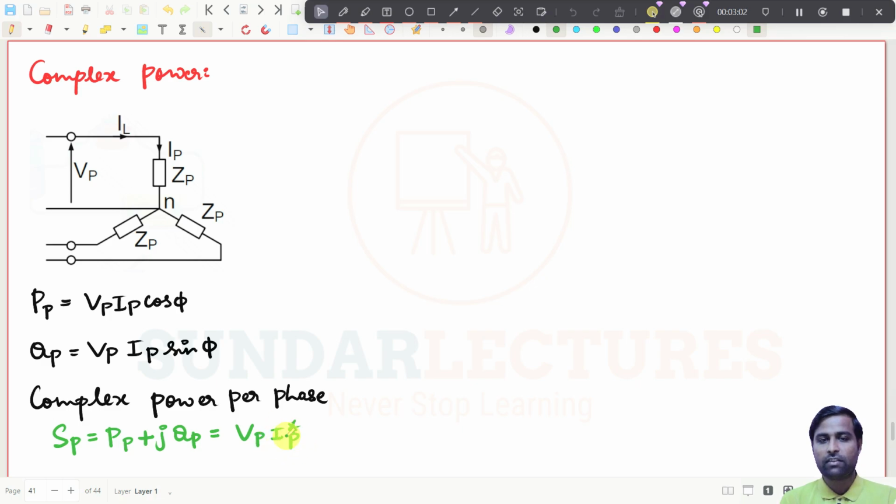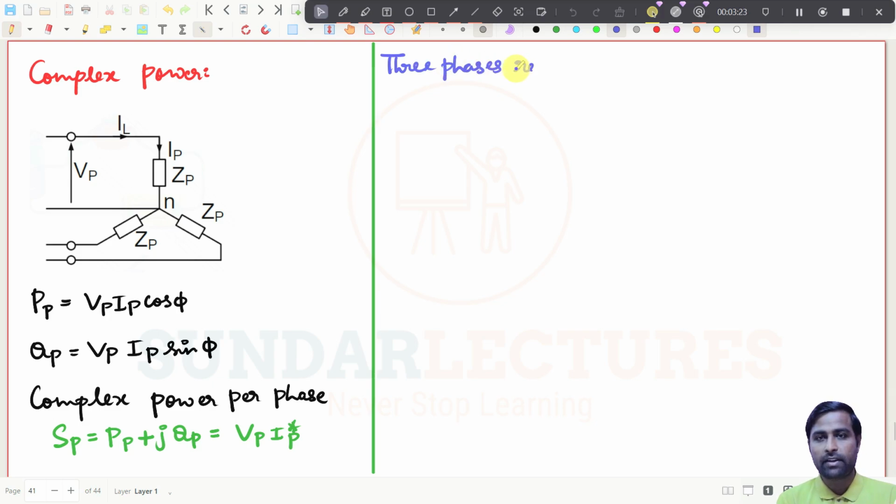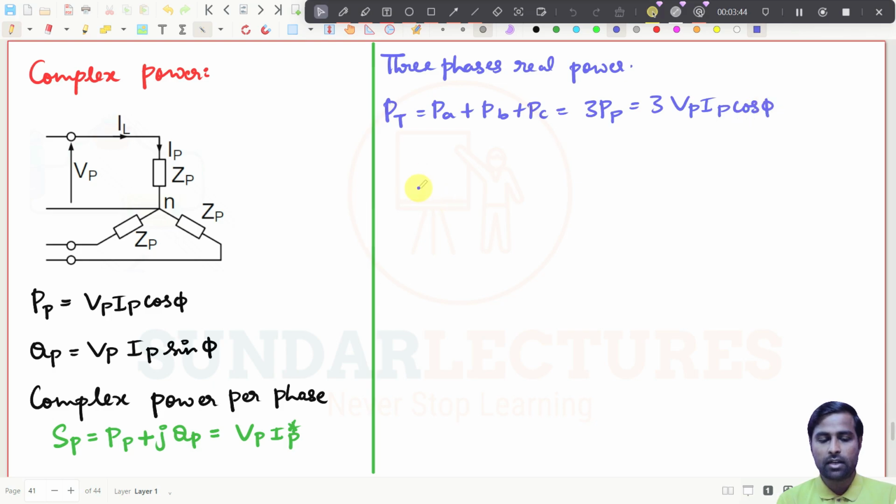See this star, why we are using this star? These kind of expressions we have also seen in the single phase circuits. You just go through my single phase circuit power videos so that you can easily understand the three phase power. And for three phases, real power can be written as what? Real power, that is PT, can be written as PA plus PB plus PC, and what you will get? 3 Pp, that is nothing but 3 into V phase, I phase, cos pi, right?